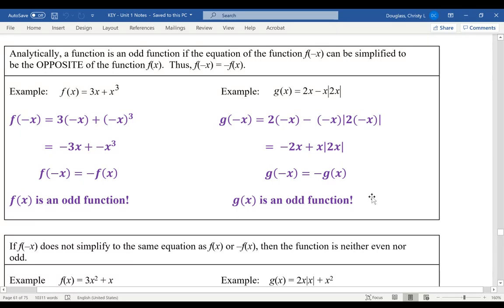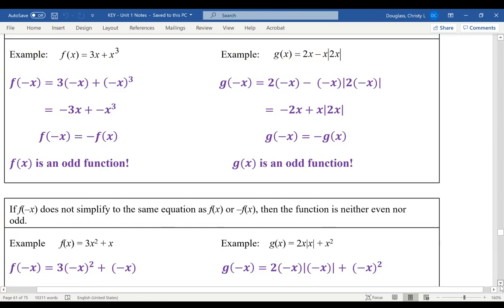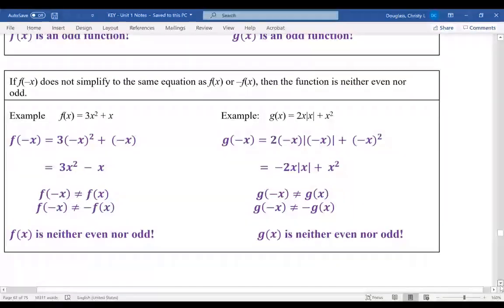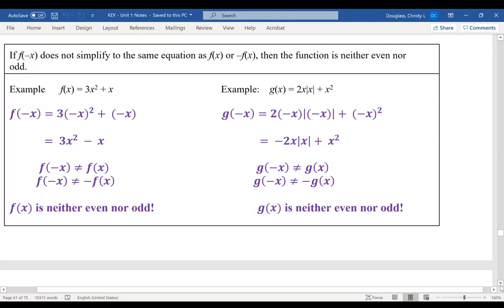So remember, if you replace x with negative x and you get the exact same function, that's even. If you get the negative of your function, that's odd. If you just get something else altogether, then that's neither even nor odd. And I have a couple of examples like that as well.